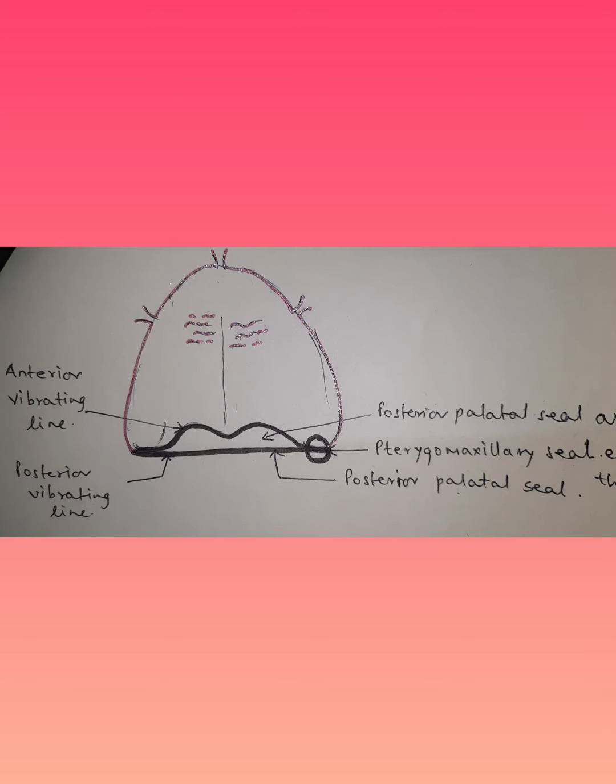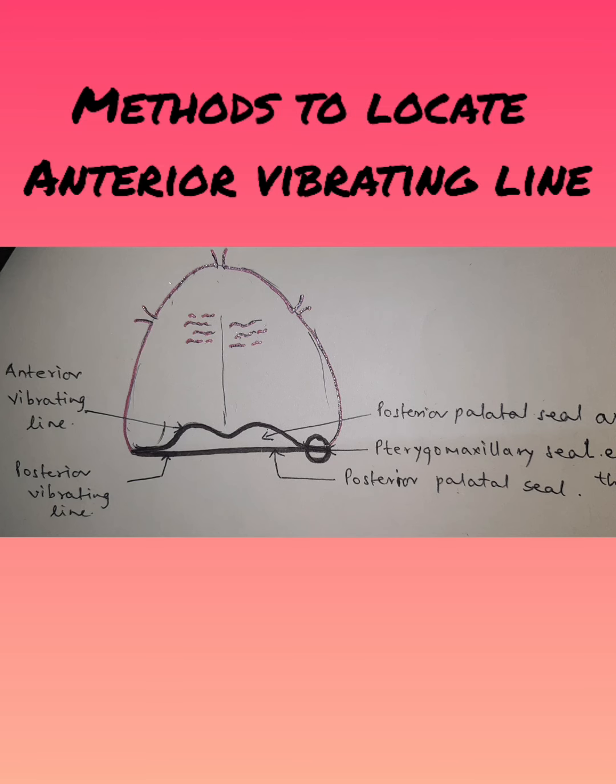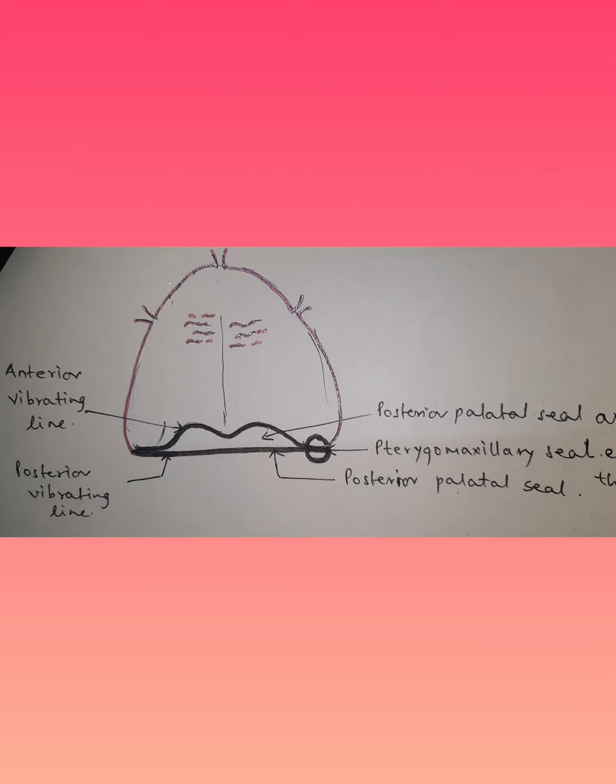One very important thing we have to note here is that the anterior vibrating line is always on the soft palate. Okay. Secondly, how do you record the anterior vibrating line? So for the methods to locate the anterior vibrating line, you have two methods. One method is the Valsalva maneuver, and the second method is the visualization method.